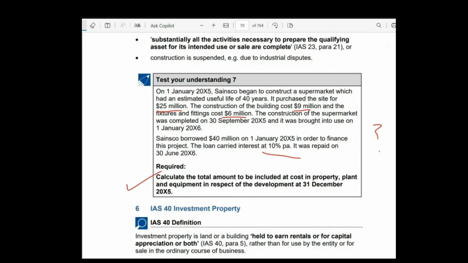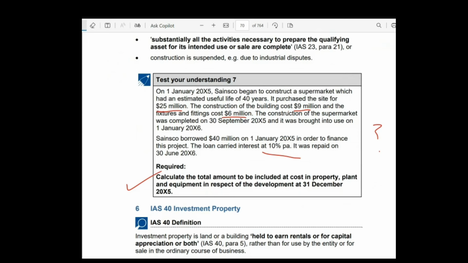ACCA is not going to give you easy marks. So this is an exam tip: there are easy marks, but you have to be careful about the duration and the timings where they are playing with you. Okay, the company borrowed 40 million on 1st January 2005 in order to finance this project. The loan carried interest of 10%. It was repaid on 30th June 2006. What is required? Calculate the total amount included in cost in property, plant and equipment in respect of the development at 31st December 2005.